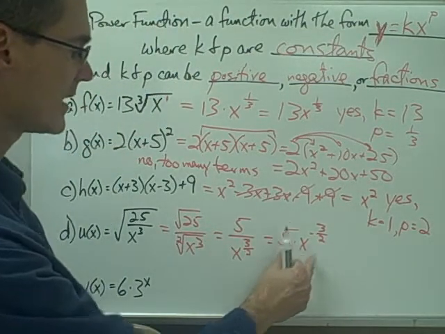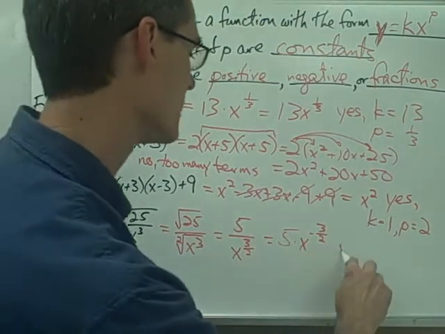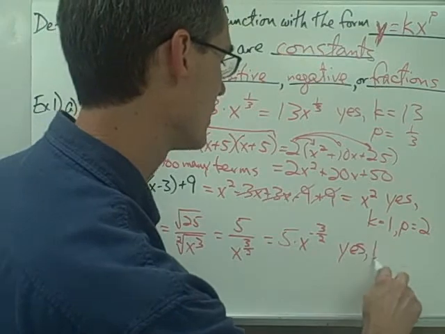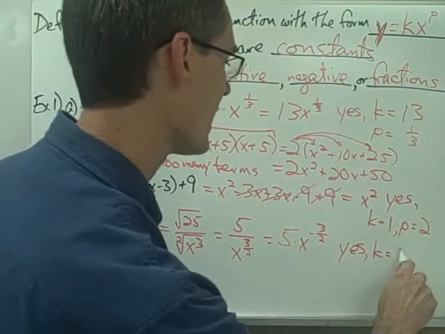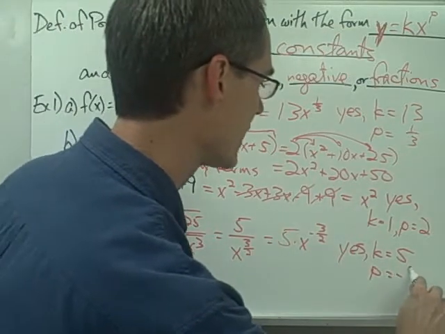And now I can see that, yes, this is a power function, and I can also see what K and P are going to be. So yes, this is a power function. K equals 5. P equals negative 3/2.